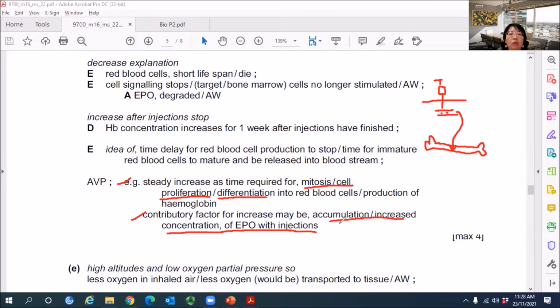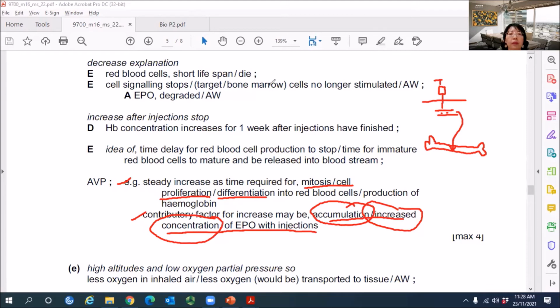Yes, I think that's what they're trying to say, because to accumulate, you have to circulate first before it can accumulate in the bone marrow, which is the target cell. Increase in concentration is also the same thing. You have to wait until the EPO arrives at the bone marrow, and after that, the concentration will increase. It's not because you inject that it increases. It's because it has circulated and arrived at the target region. So it increases.